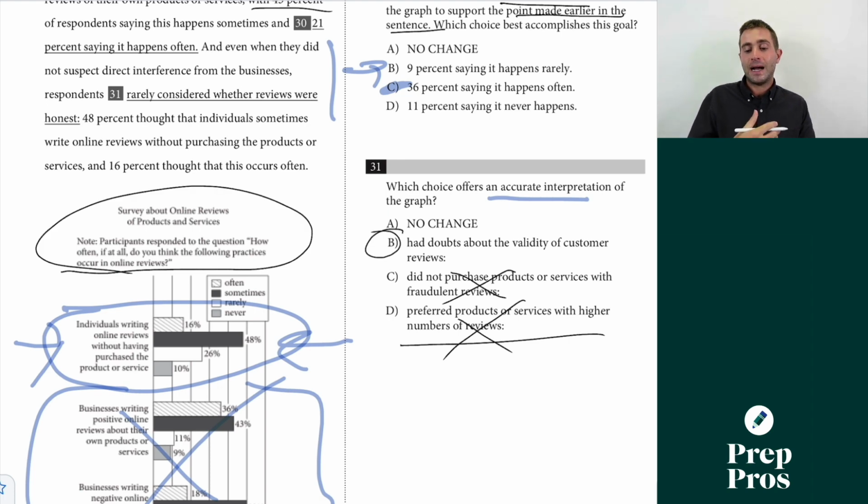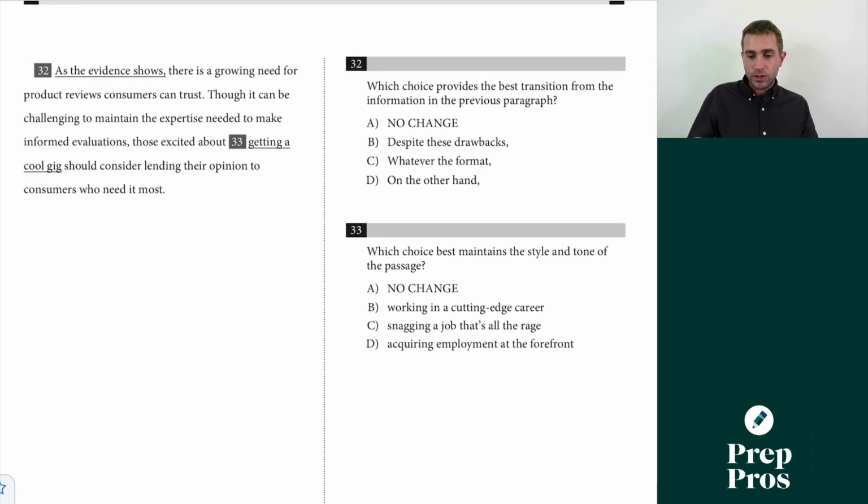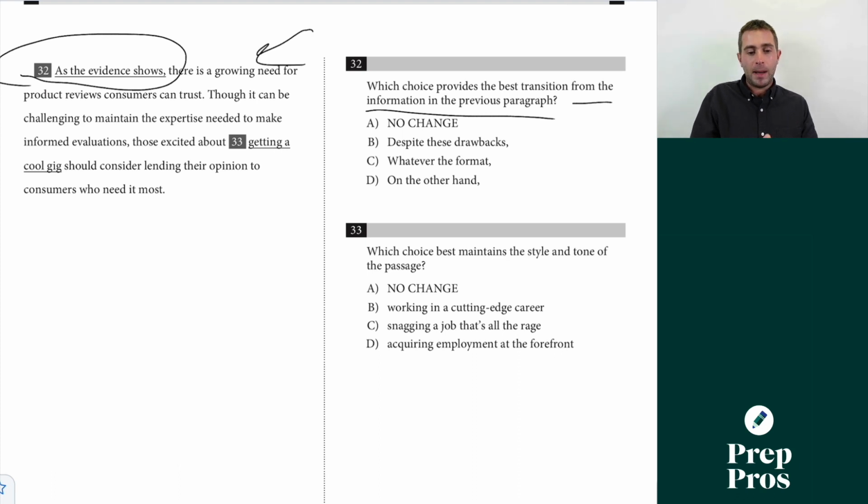But it's B here, had doubts about the validity of customer reviews, because this entire rest of the graph is just talking about people having written reviews without having purchased the product, which means the review can't be valid. Now, question 32 here. Which choice provides the best transition from the information in the previous paragraph? Well, this entire previous paragraph was just giving us lots of evidence about the need for product reviews that customers can trust. So that's how we can pretty clearly tell that A is our correct answer here.